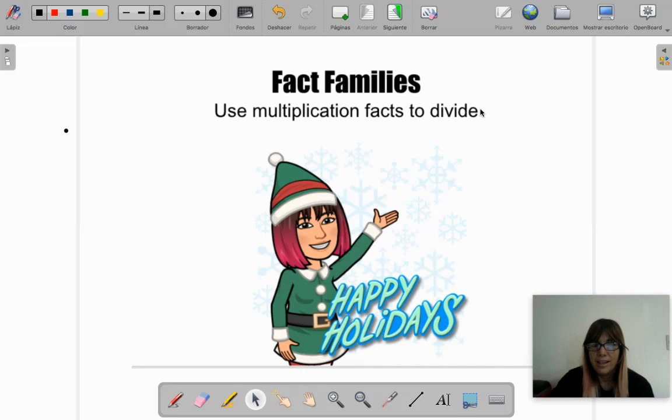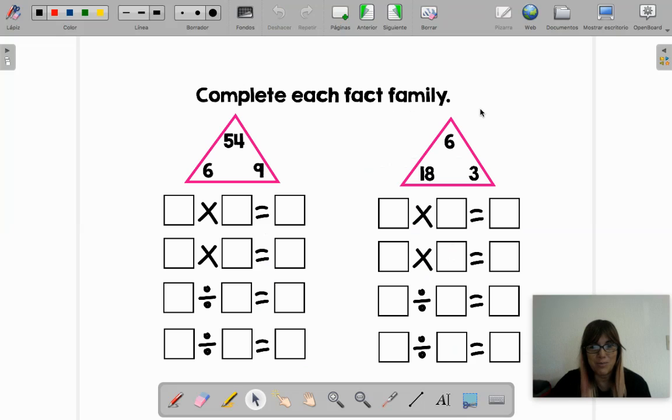Okay, I put Christmas because today is the first day of December. And you know, a lot of us love December. So we're going to start putting Christmas Bitmojis. So here is an example.